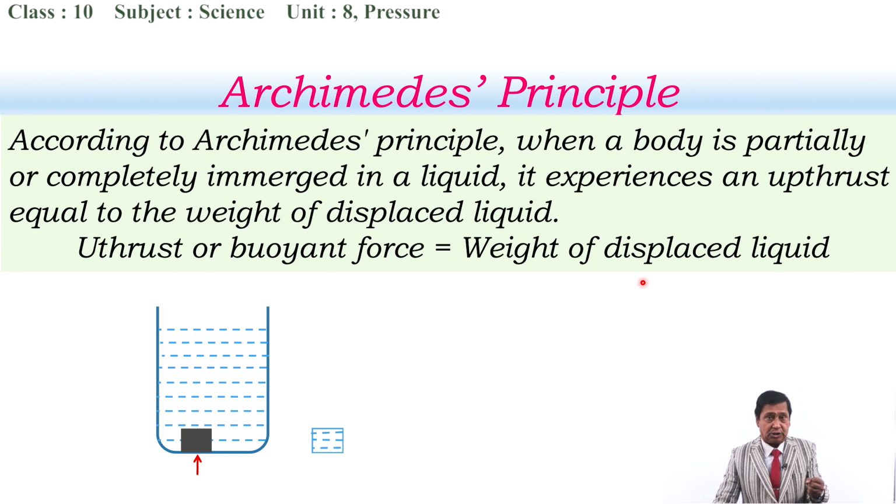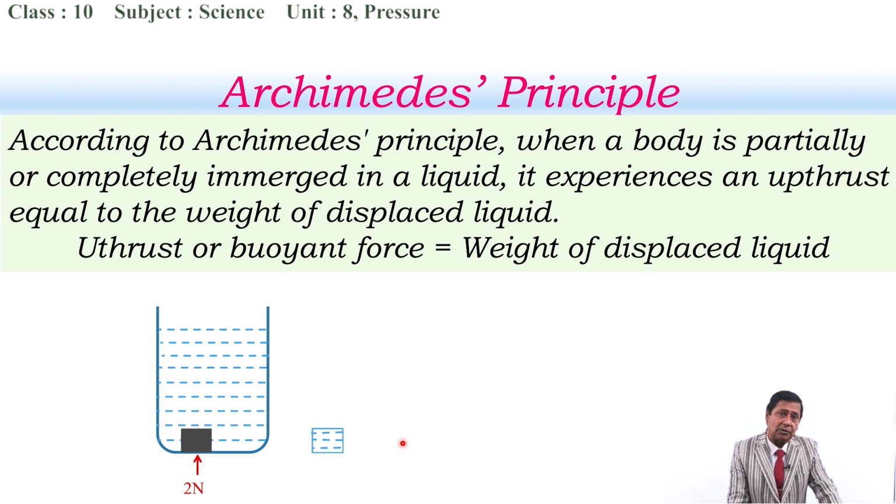According to this principle, if we take the weight of this displaced water, then the upthrust will be equal to the weight of this displaced water. If the weight of displaced water is 2 Newton, which is equivalent to the volume of the body because the body is immersed, then the upthrust will also be 2 Newton. This is Archimedes' principle. Archimedes' principle says so.